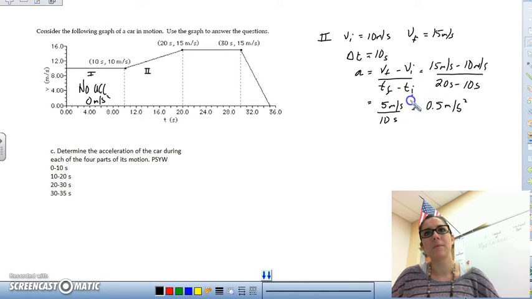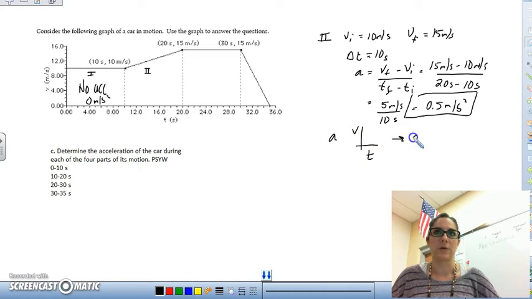So anytime you want to find the acceleration on a velocity versus time graph, you take the slope. That's right. The other important thing is you need 2 points for a slope. Notice that I used 2 points, not one. I didn't do 15 divided by 20 seconds. That's not what I did. I took a slope.